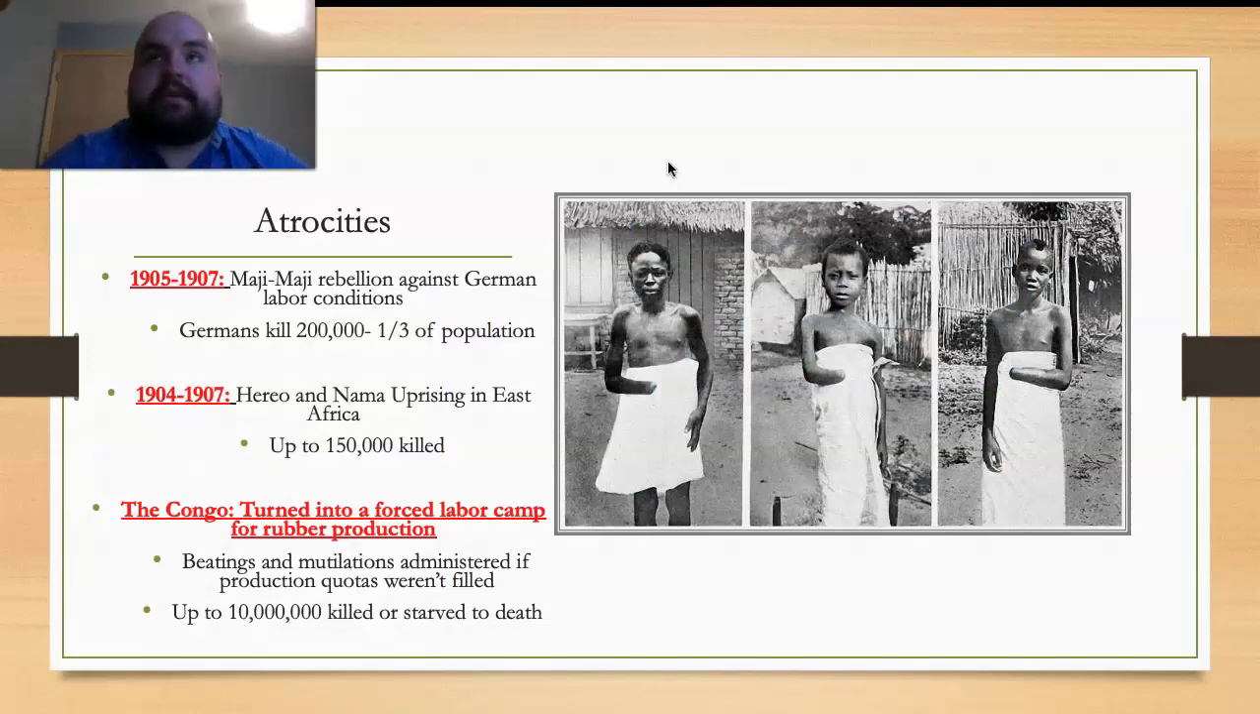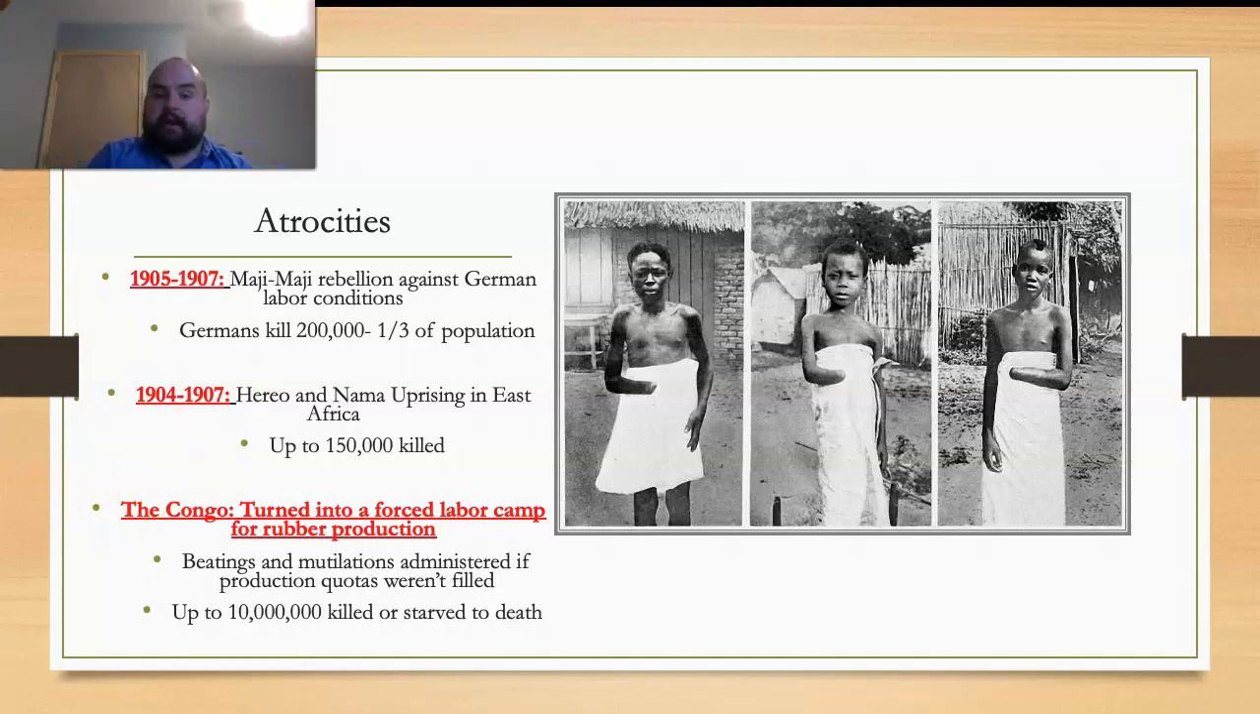Now, again, this whole civilizing mission and era of superiority led to many horrible atrocities across all of Africa. For example, between 1905 and 1907, there was a Maji-Maji rebellion against German labor conditions. The labor conditions were quite harsh in East Africa, so they attempted to revolt. The Germans responded by killing roughly 200,000 people, or about 1/3 of the population of this ethnic group. Between 1904 and 1907, the Herero and Nama uprising also occurred in East Africa. This time, up to about 150,000 were killed. So potentially almost 400,000 were killed just in this two to three year time span with local rebellions.